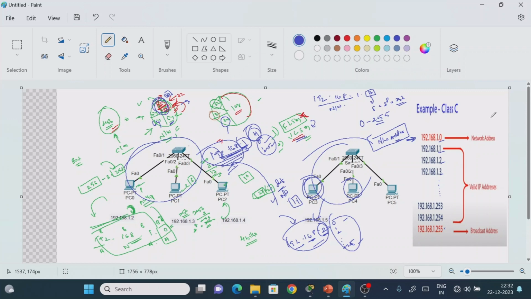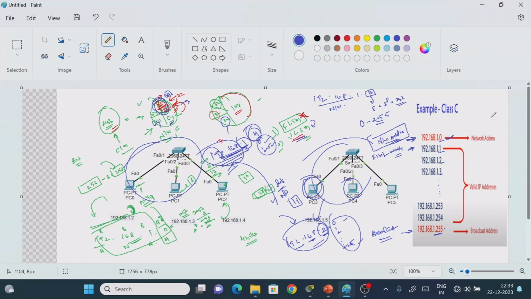The starting IP address of the series is called the network address, right? Then the first usable IP address is the one after the network address, the 1.1. This is the first usable IP address. Now the last usable IP address is not 255, remember. The last IP address we call the broadcasting address. Now how to remember? The start of the address range is the network address, and the last of the range is the broadcasting address. Why do we require the broadcasting address?